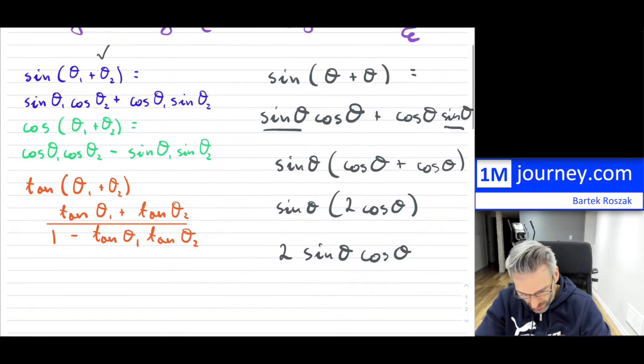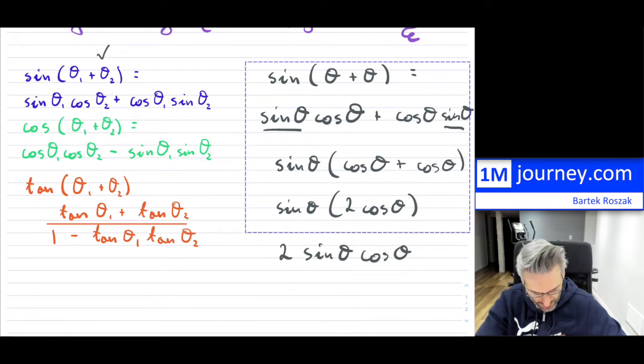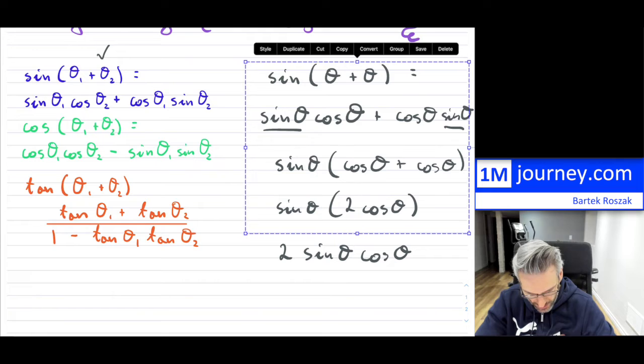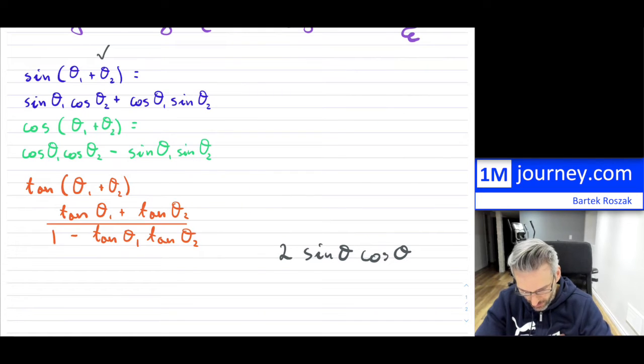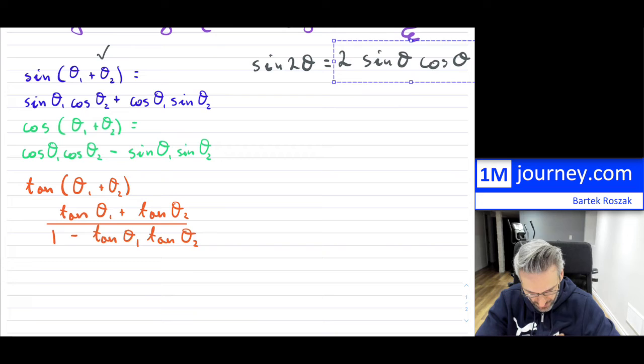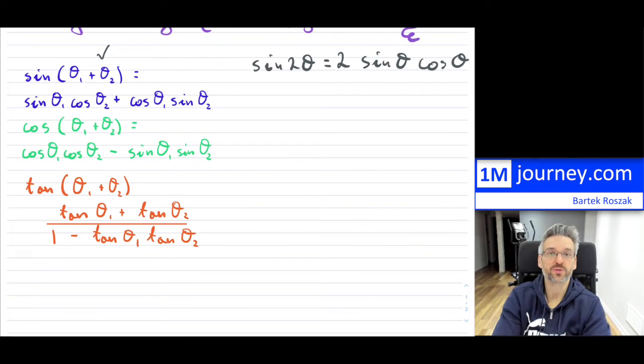So based on all of this, I'm going to remove all of this junk here. Let me just delete it. Then what I can say is that sine 2 theta is equal to, well, we derived this from the compound formulas, that's what it equals. It equals 2 sine theta cos theta. So that's my first double angle.